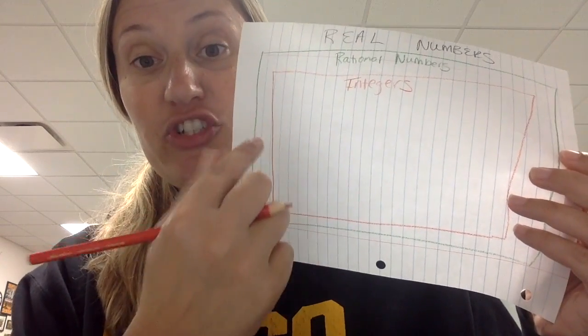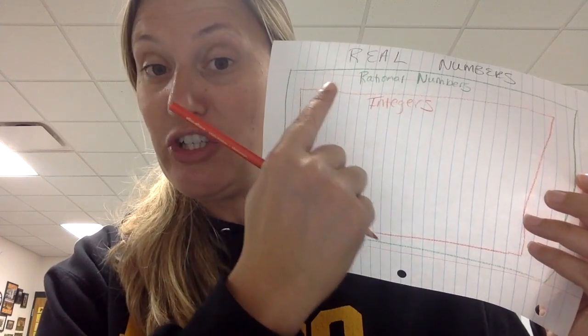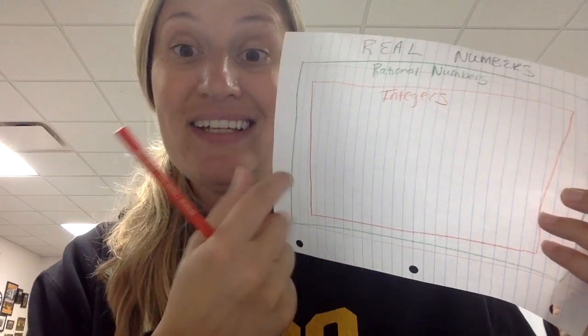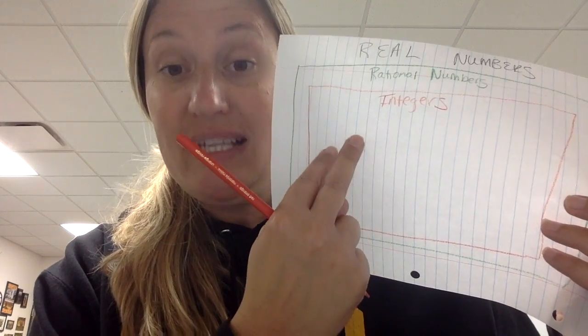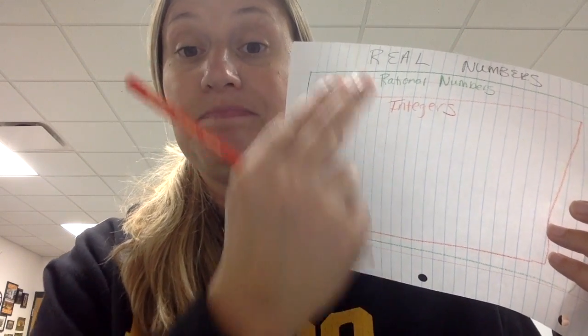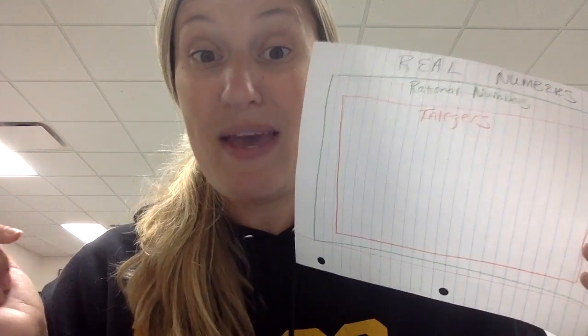Because the integers are inside of the rational number box, anything in the red box is also considered a rational number because it's inside of it. So anything I write in the red box is inside the integer box, so it's an integer. It's inside the rational box, so it's a rational. And it's on our real number piece of paper, so it's also a real number. Next, pick your new color. We're going to do a box inside the integers box.